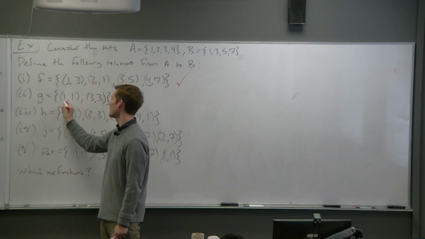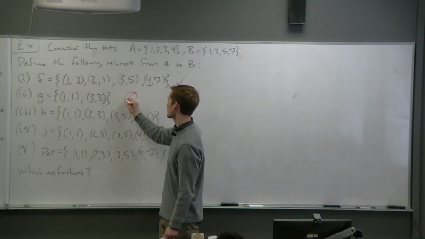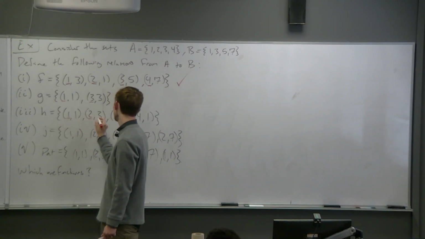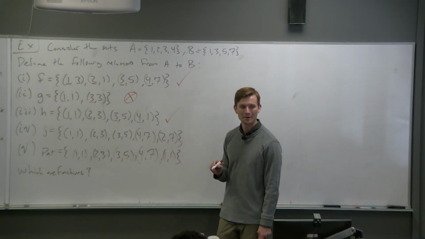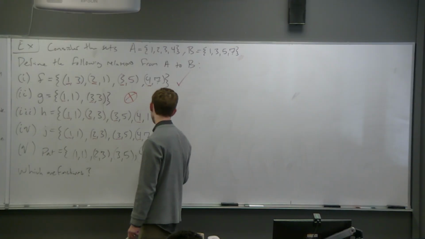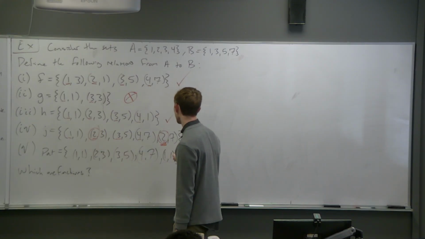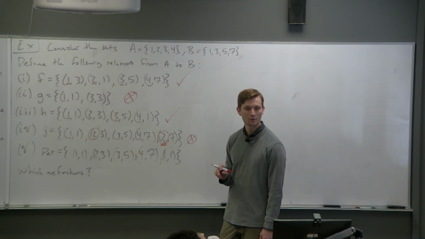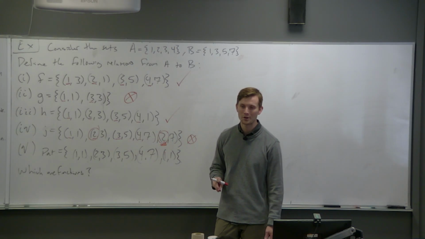I've got 1 and I've got 3, but I'm missing 2 and 4. Not a function. Okay, I've got 1, I've got 2, I've got 3, I've got 4. Yes, a function. I got all of A. Okay, here I've got 1, 2, 3, 4, and I've got 2 again. That is, I've got 2 here, and I've got 2 here. Not a function. Every element of A appears as a first coordinate, but there's an element of A that appears more than once. No good.